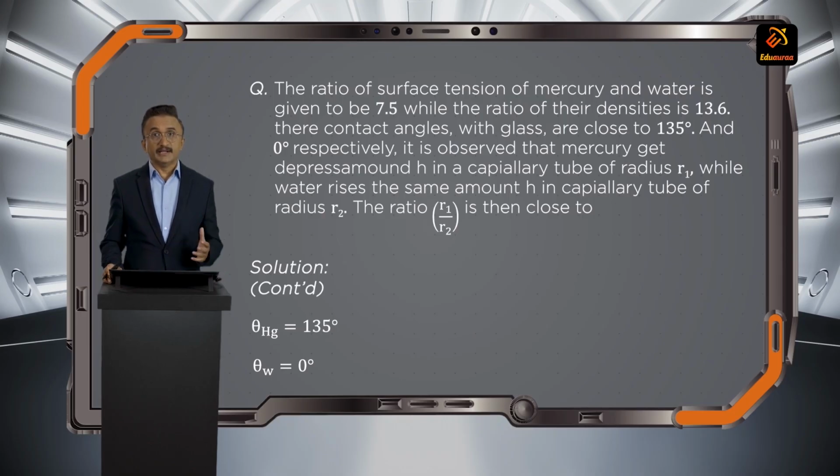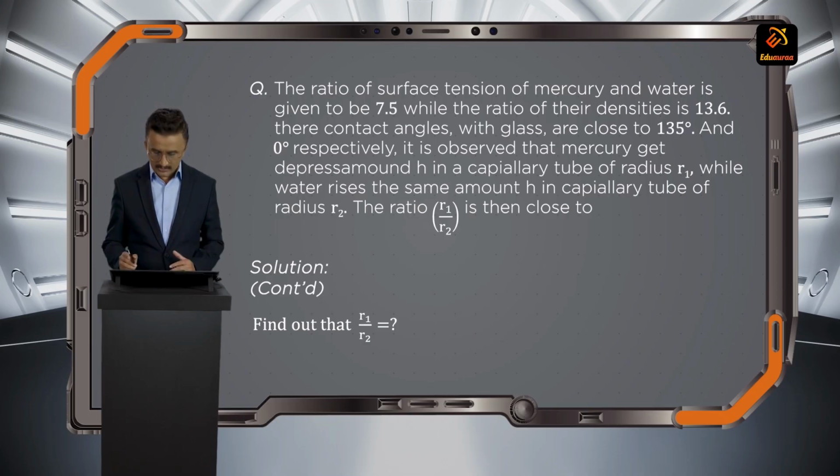The radius of the capillary for mercury is R1, and for water it is R2. Okay. So for mercury, R Hg is equal to R1, and R water is equal to R2. And what we have to find out is the ratio of R1 upon R2, or I can say the ratio of the radius of the mercury tube upon the radius of the water tube.